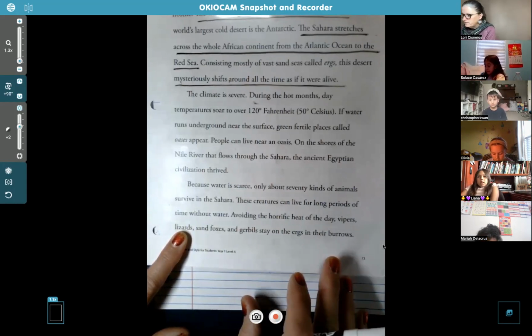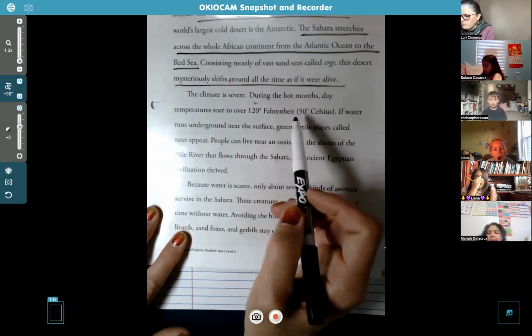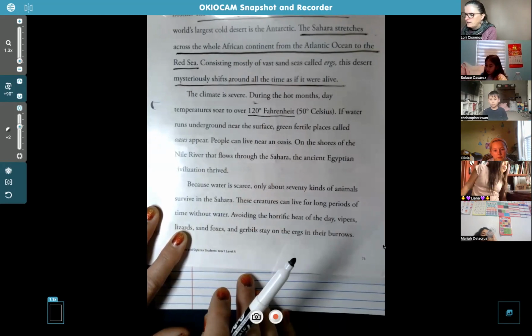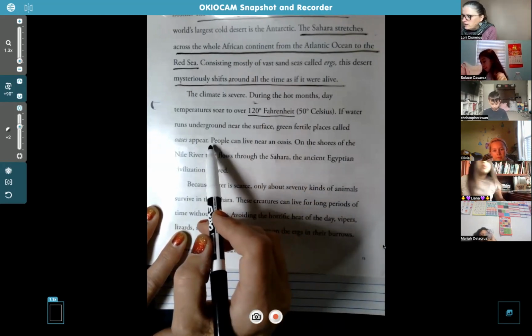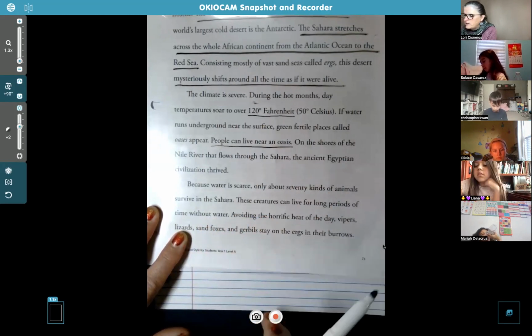So I think I'm going to underline part of this sentence where it says 120 degrees Fahrenheit. That's hot. And then I think I'm going to underline, like, people can live near an oasis.